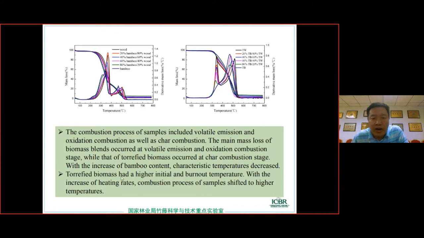Purified biomass has higher initial and burnout temperatures. With the increase of the heating rate, the combustion process of the sample shifts to higher temperatures.